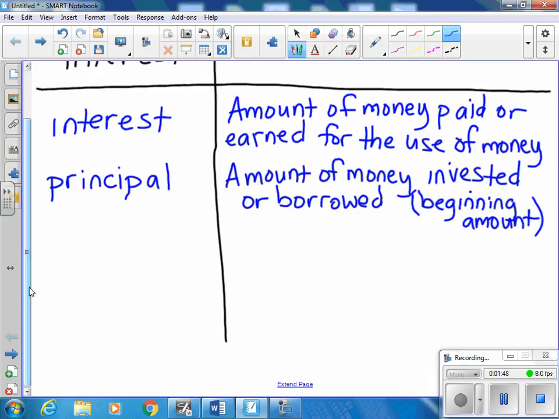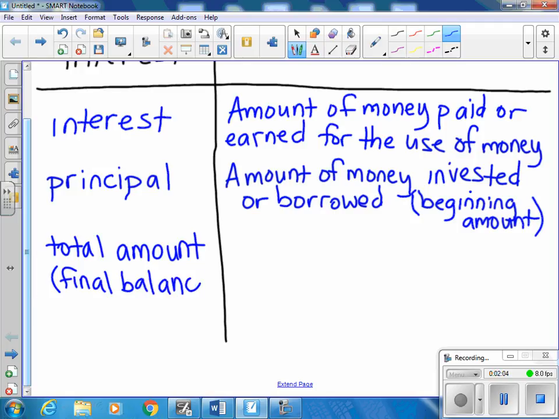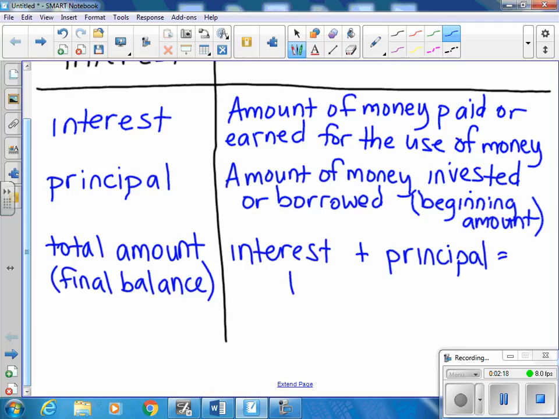And then along with the word there, you're going to have to also know about total amount. And it's just like it sounds. It's the total amount after interest has been included. Another phrase that they might use instead of total amount is final balance, which means the exact same thing. So regardless of whether it says total amount or final balance, you're going to do the same thing. And it is the interest that you have gained or earned plus the principal. That equals the total amount. So it's not necessarily a definition, it's more of a piece of a formula that you have to remember to go back and do.